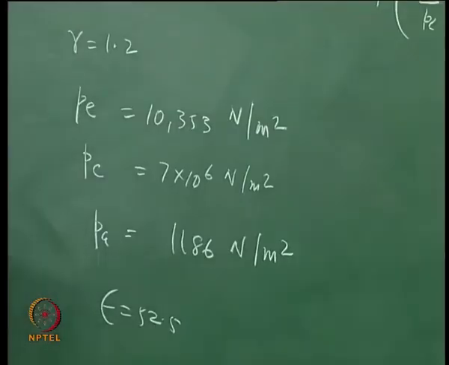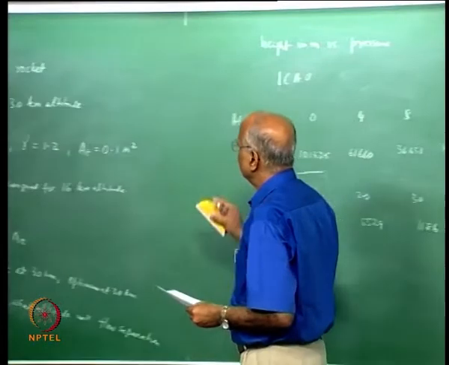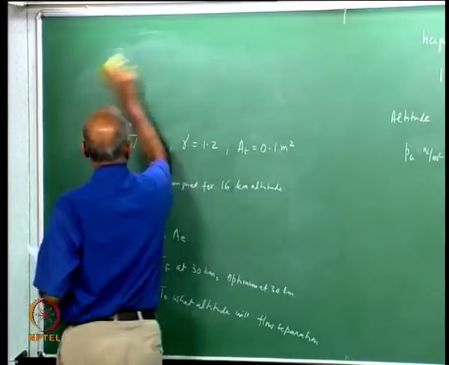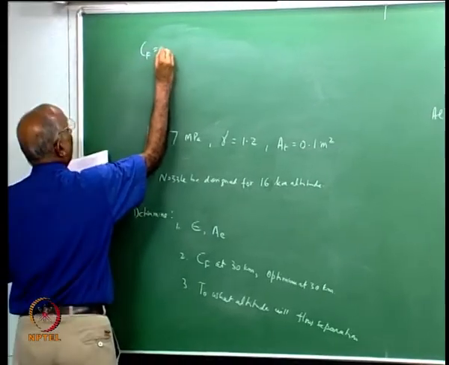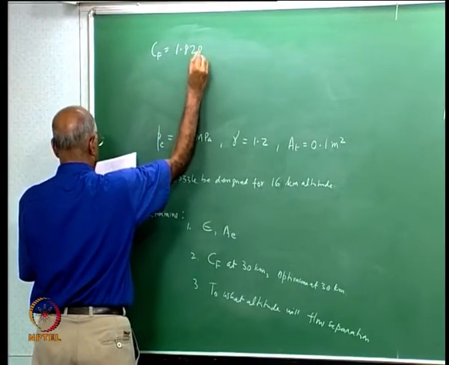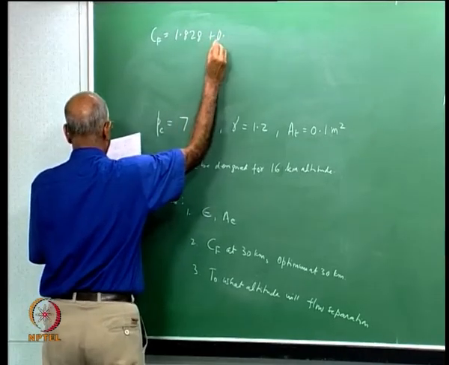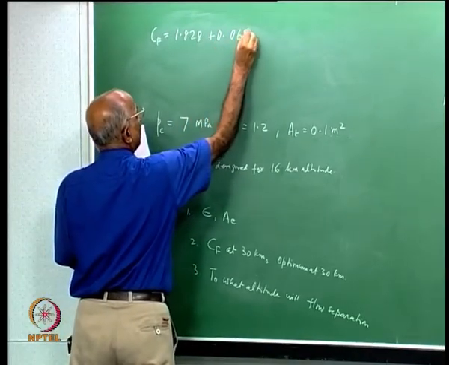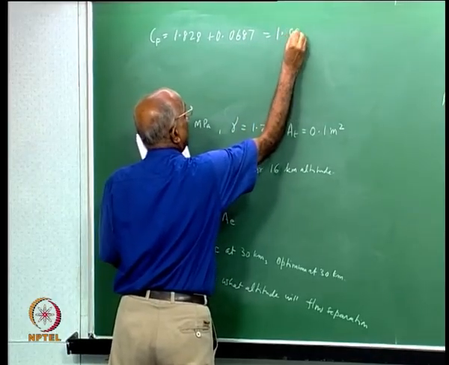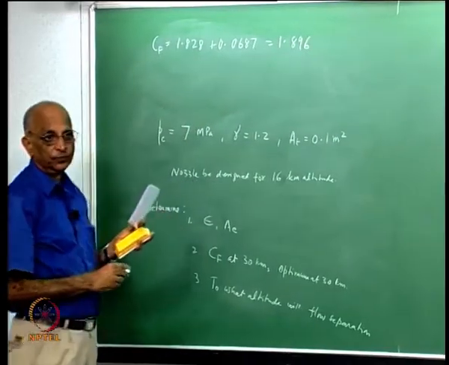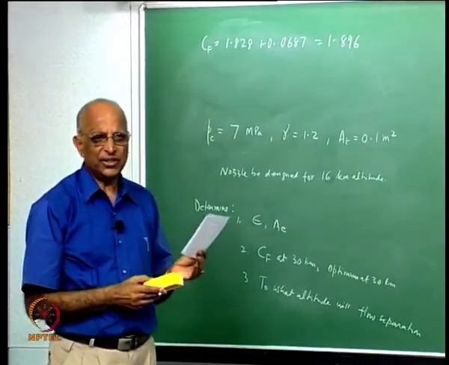You substitute it and you get the value of Cf as equal to 1.828 plus 0.0687, which is equal to 1.896. Please check these numbers.